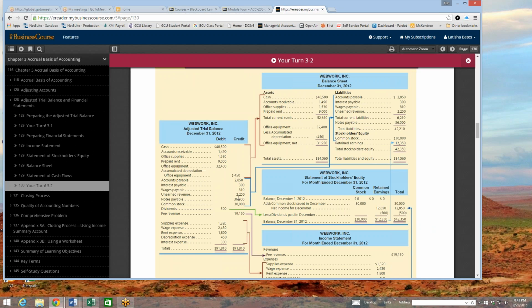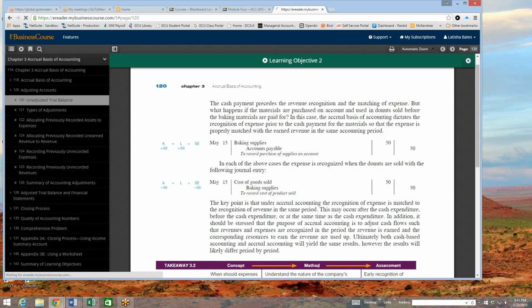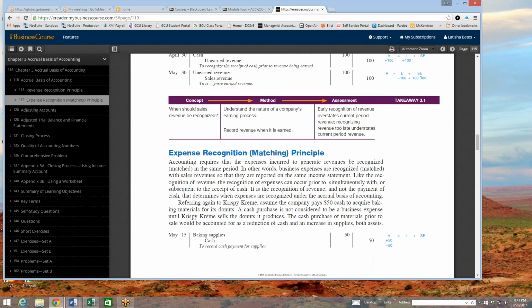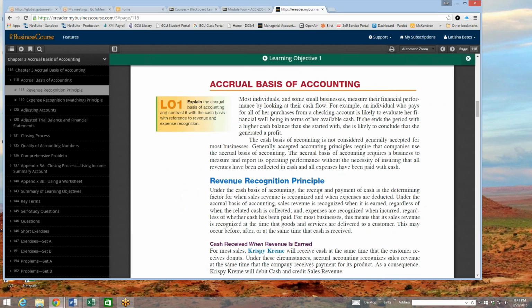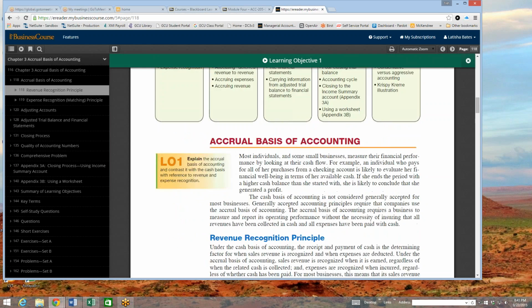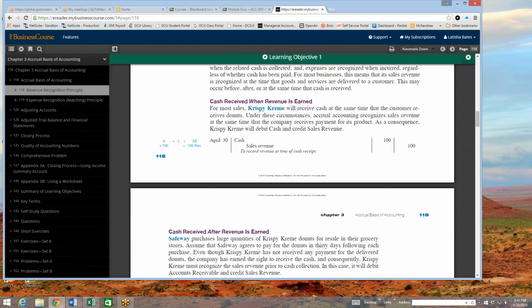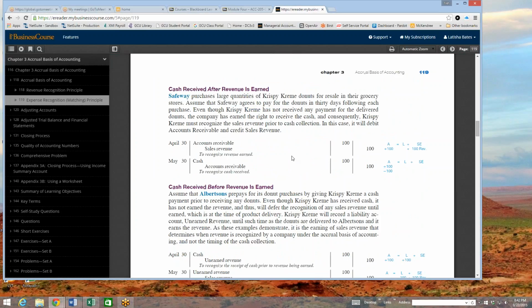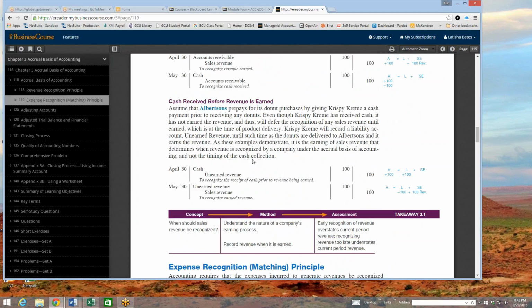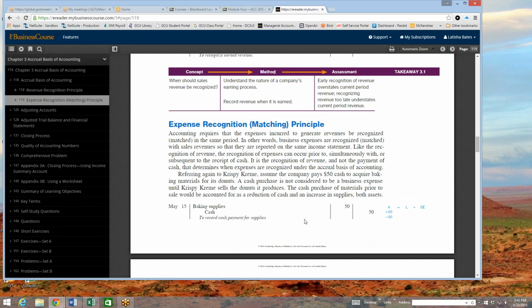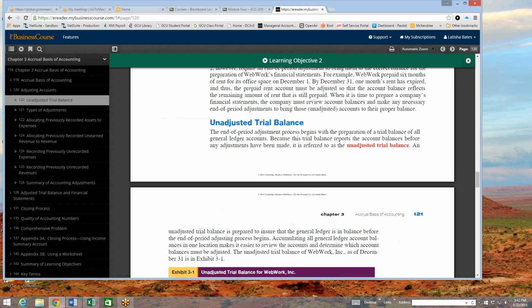Let's see. I would also go through and make sure that you have, maybe take some Post-it notes, okay, and stick them on the pages and show, like, how when cash is received, I would write on the Post-it note, cash received when revenue is earned, and then right here, cash received after revenue is earned, before revenue is earned, and just keep track of these journals, okay?